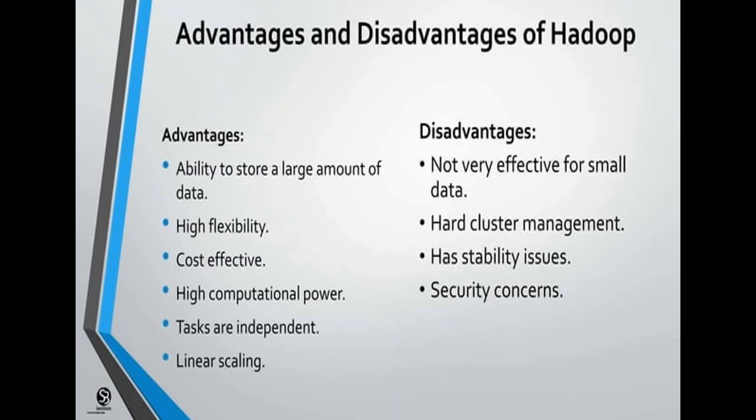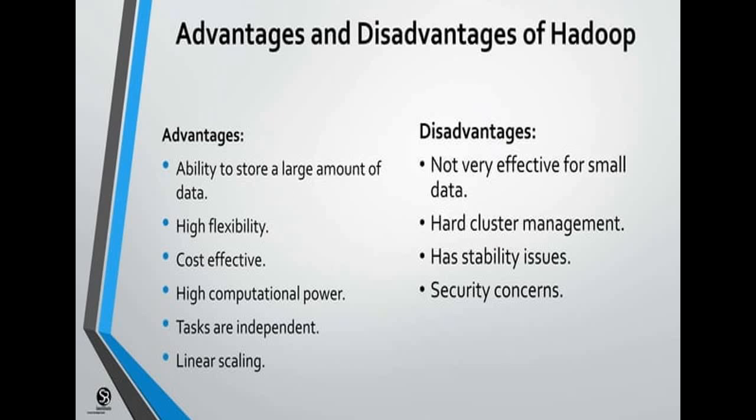So, advantages and disadvantages of Hadoop. The advantage is that it is able to store a large amount of data compared to RDBMS. It has high flexibility. It can be extended and used for extensive activities. So it is highly flexible. It is cost effective and has high computational power. The power of the computation is high because of the data source. All tasks are independent in this Hadoop architecture. It has linear scaling, which is a great advantage for using Hadoop.